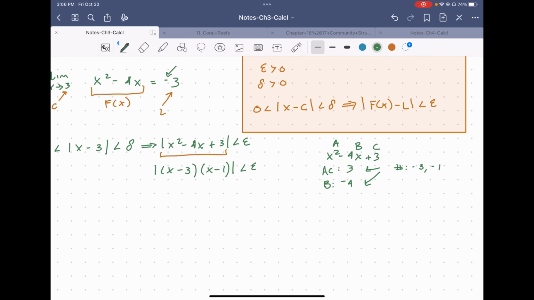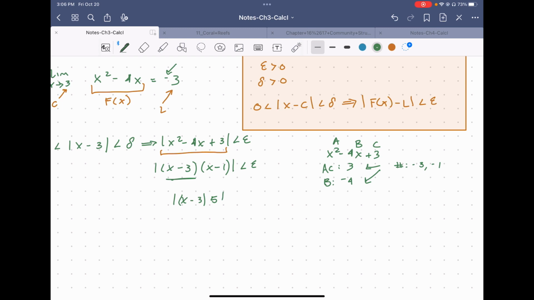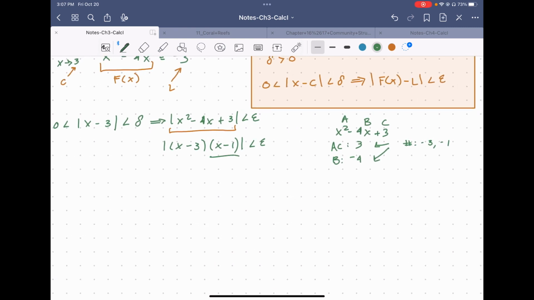Now at this point, normally, we would only have one of these and a number. Say, for example, you'd have the absolute value of x minus 3 times 5 less than epsilon. At that point, you divide by 5, and then you have the absolute value of x minus 3 is less than epsilon over the absolute value of 5. But in this case, we do not have that, so we have to get creative with the solution. So I'm going to erase that. The reason we can't just divide by this is that you can't have the x minus 1, with an x, on the bottom. So we can get rid of that again.